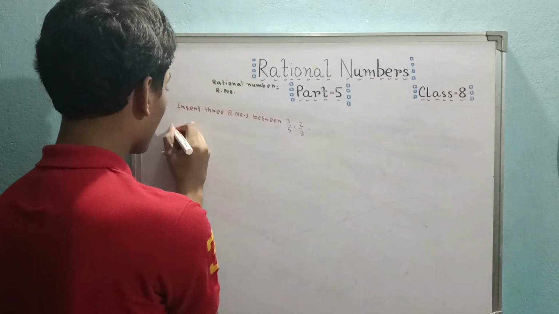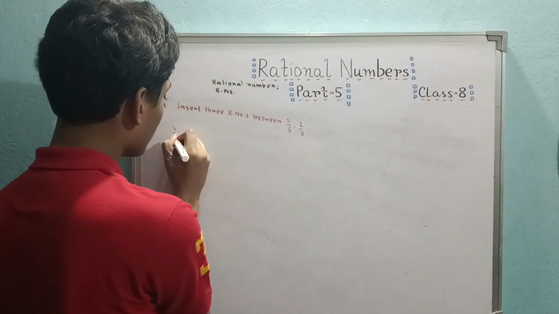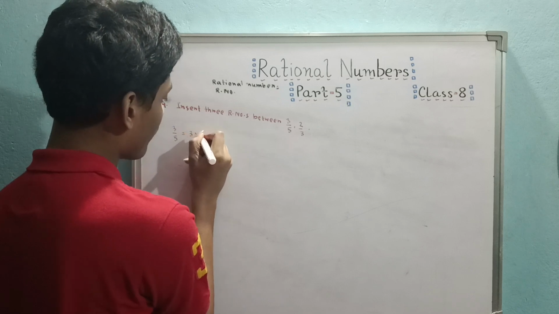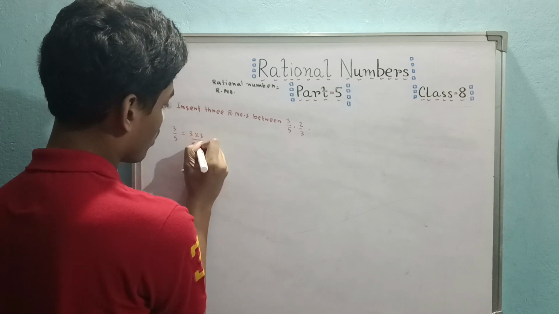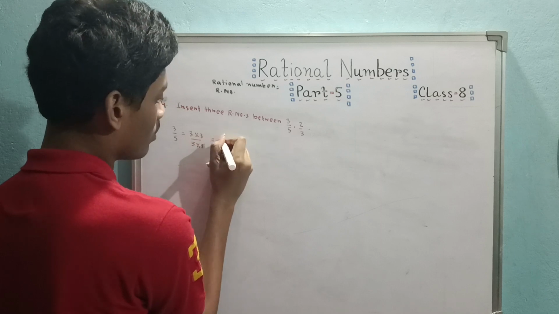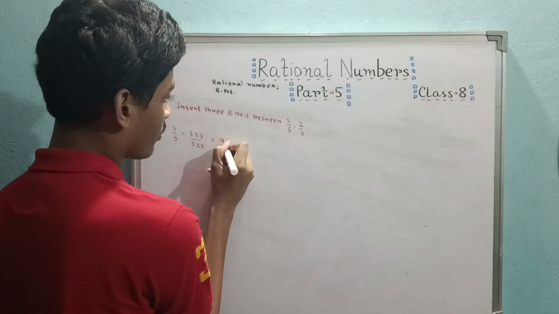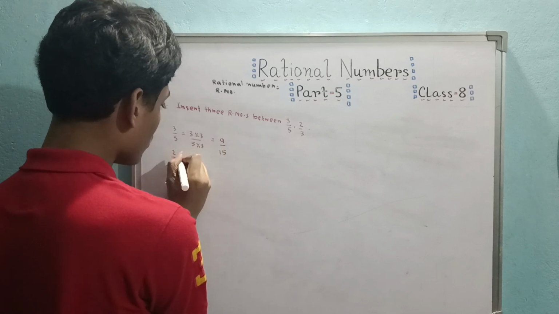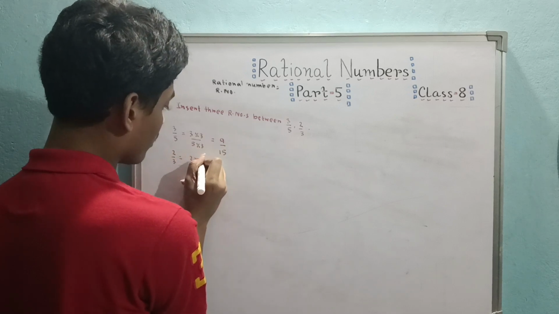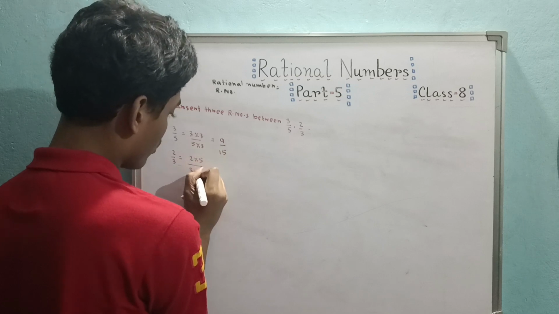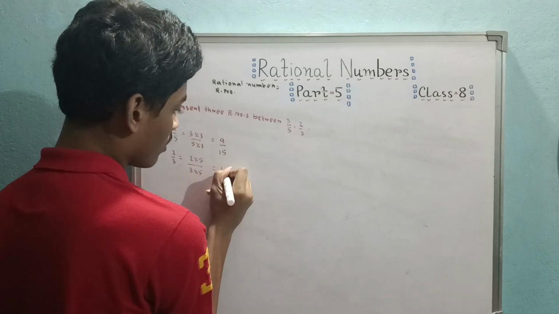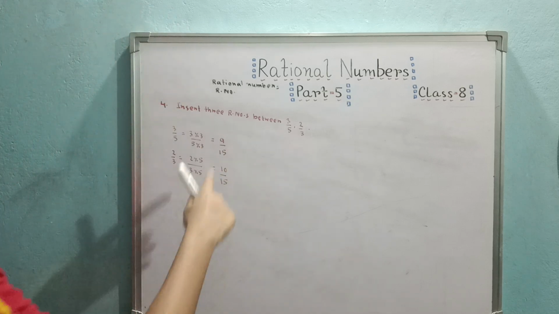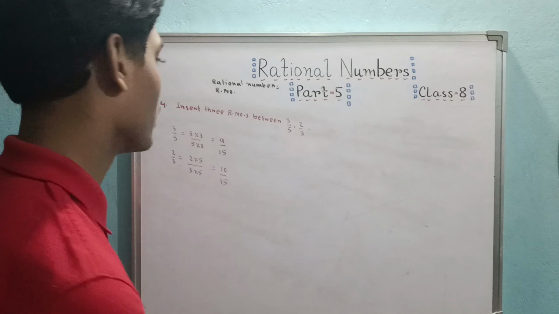So 3 by 5 is what? Equal to, make the denominator common, right? So equal to 3 into 3 by 5 into 3 equal to 9 by 15. And 2 by 3 is what? Equal to 2 into 5 by 3 into 5. So 2 into 5 is 10, equal to 10 by 15. Now see, we have the denominators common. 9 by 15, 10 by 15.